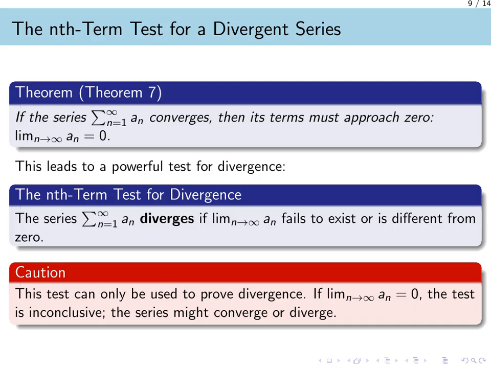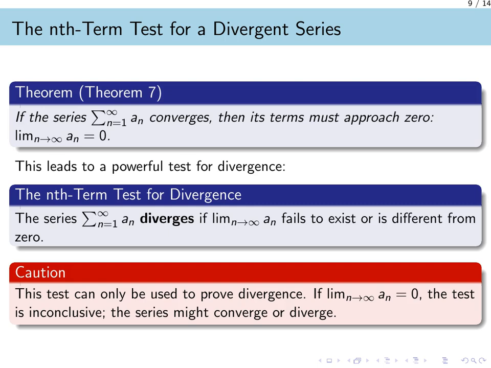Let us formalize our first and simplest tool for analyzing series, the nth term test for divergence. This test provides a quick way to determine if a series cannot possibly converge. The core idea comes from what we just discussed. For any series to converge, its individual terms, a sub n, must approach 0 as n goes to infinity.